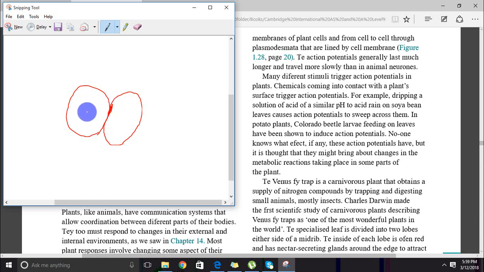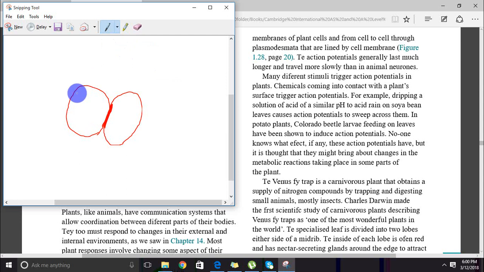So this is lobe 1 and this is lobe 2 and this is the midrib. So the specialized leaf is divided into 2 lobes either side of a midrib. This is the midrib, right? And the inside of each lobe is often red. So this is all red, and there are nectar secreting glands around the edge.